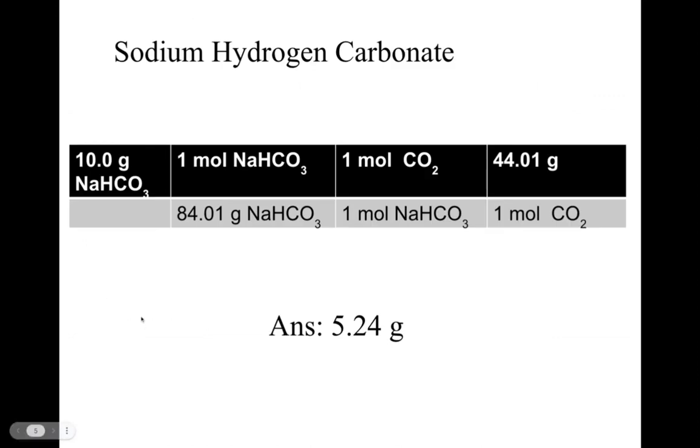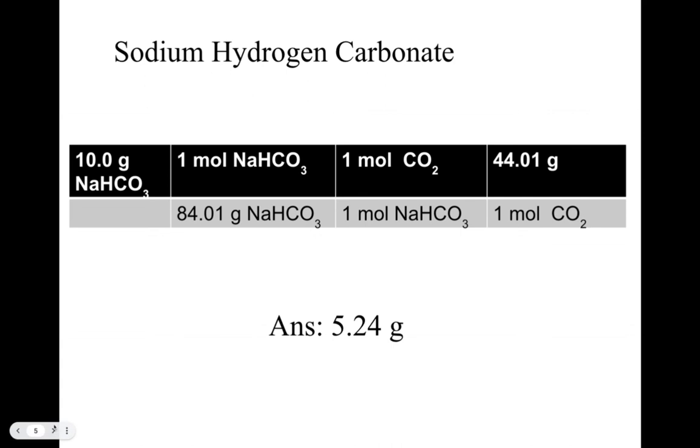So for the sodium hydrogen carbonate, I start off with 10 grams in the upper left. We've done this multiple times where you can convert to moles. This is the molar mass of sodium hydrogen carbonate. If you look back at the equation, it's 1 mole of CO2 to 1 mole of sodium hydrogen carbonate. The molar mass of CO2 is 44.01. We multiply everything on top. We divide by everything on bottom. That'll give us an answer of 5.24 grams.